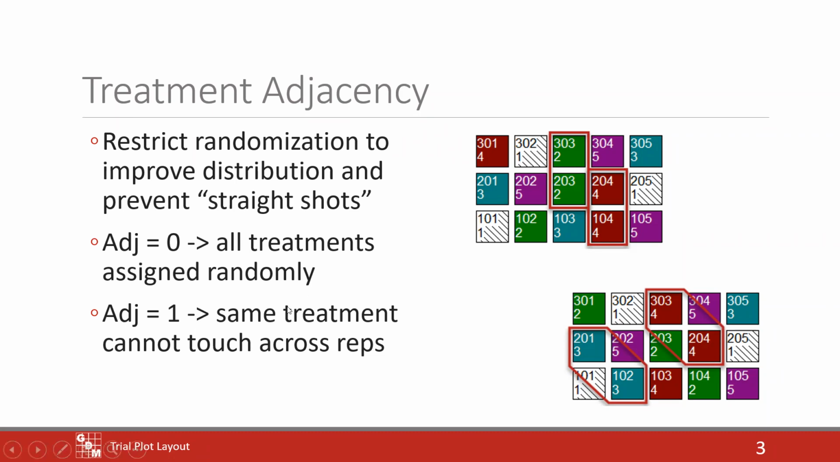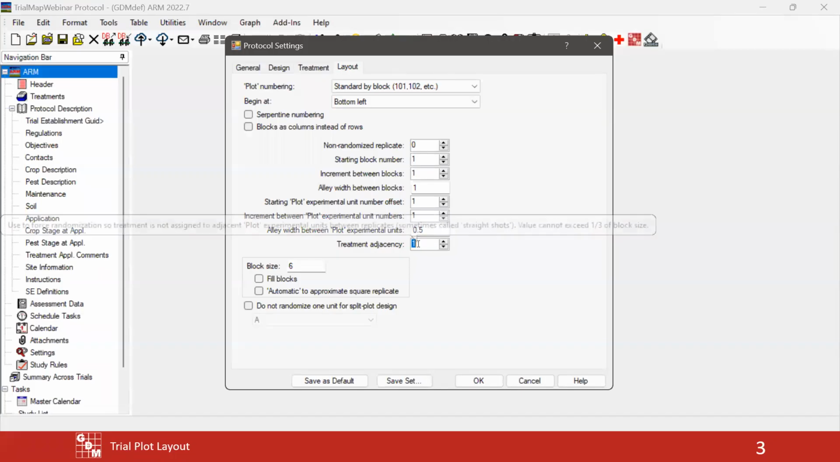In theory, if you were to set the adjacency to 2, then that would mean treatment 4 would have to be at least this far away. Of course, there's a practical limit because in this example with only 5 plots, there's nowhere else for it to go. So there's a limit. I think it's 1/3 of the randomization, or 1/3 of your number of treatments. Otherwise, there are just no combinations where you can actually fit it onto the map. But that's the treatment adjacency.